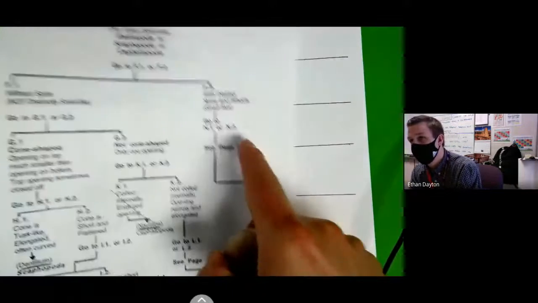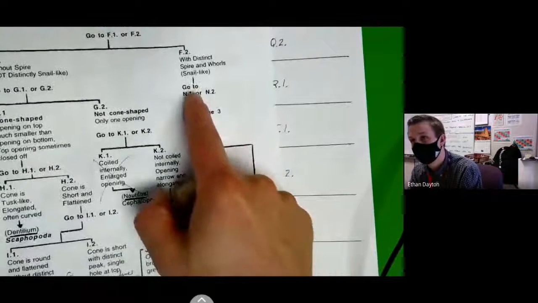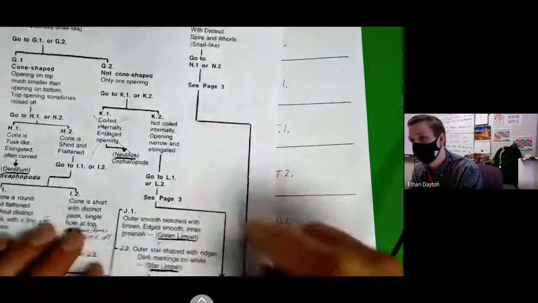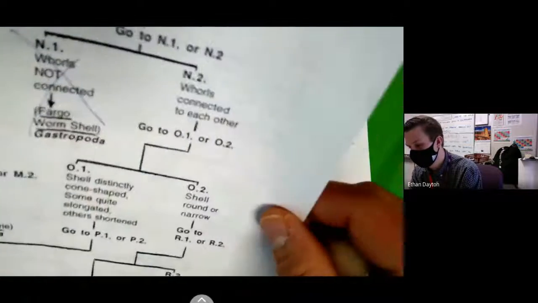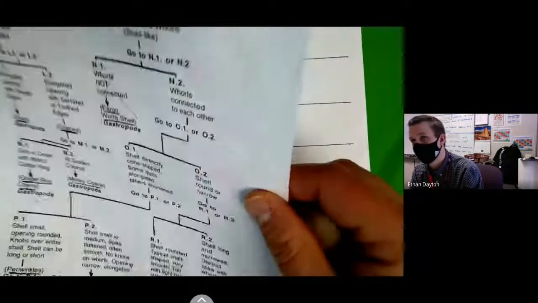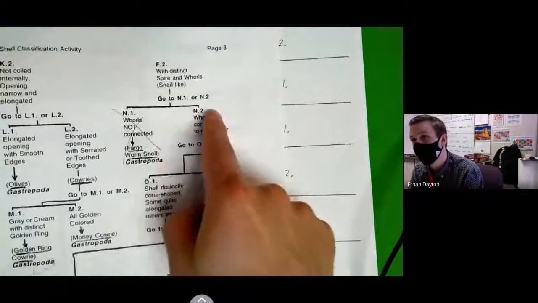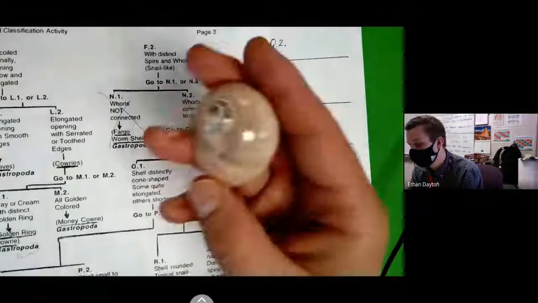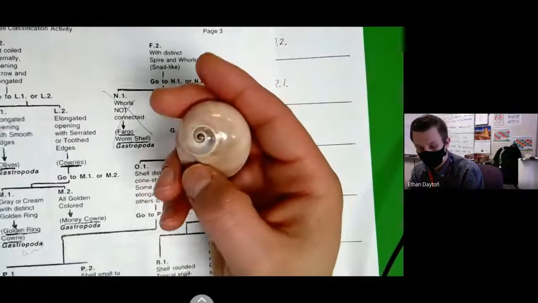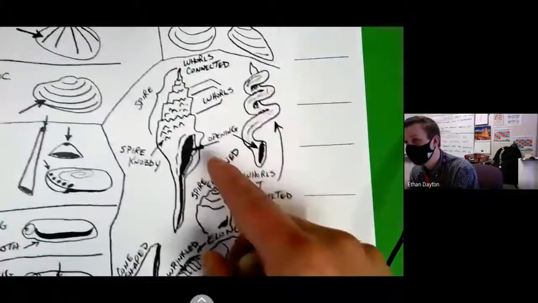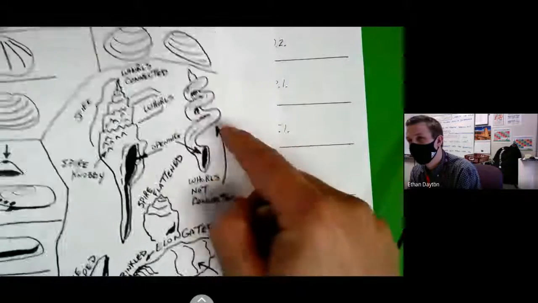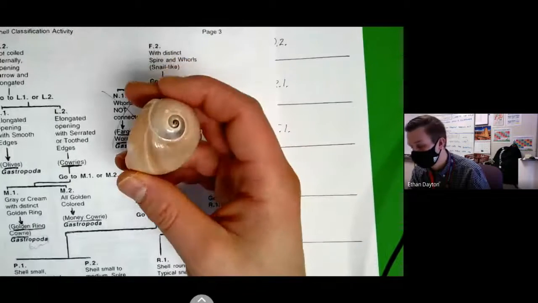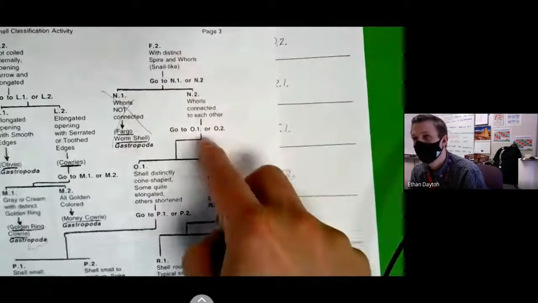Now we need to go to N1 or N2. It is snail-like, N1 or N2. To get there, we need to go to page 3. All right. Follow our arrow down. It's almost like a flow chart. And we have to go to N1 or N2. Here we are. N1 or N2. The whorls are not connected or the whorls are connected. What do you think, Sawyer? And if you are unsure of what that means, here's what connected whorls look like. Here's what disconnected whorls look like. What do you think? I think they're connected. Yes, absolutely. So we're going to go to O1 or O2.